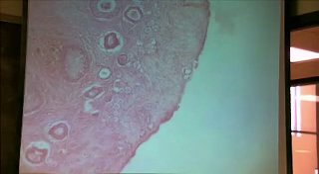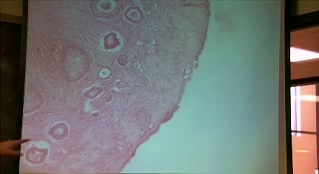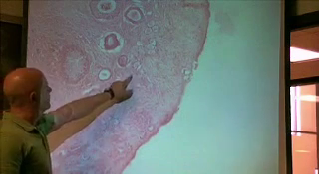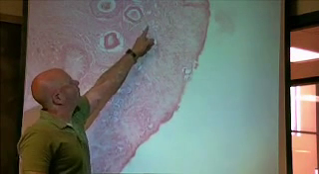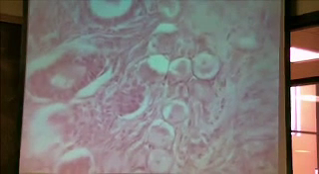And what we're looking for are all these small little cells here found on the edges, or close to the edges. So these little guys here, all those little guys there. Those are the primordial follicles. I'm going to go to high power here, just so we can see these guys a little better. So those are primordial follicles.